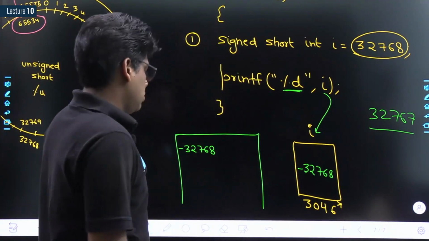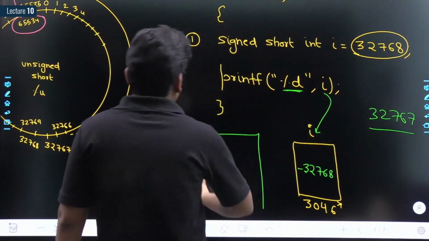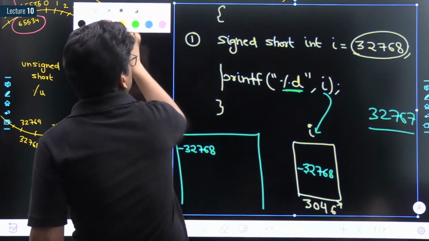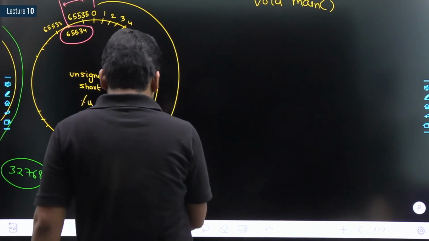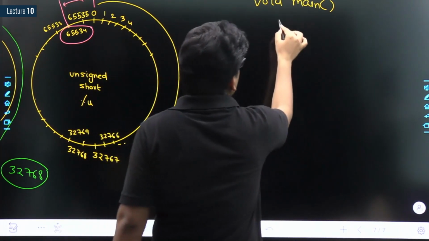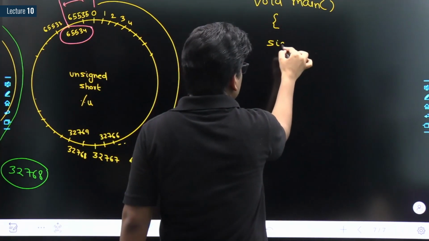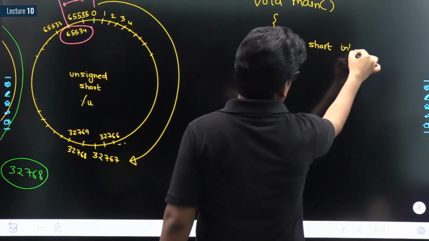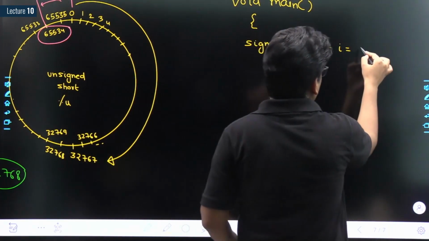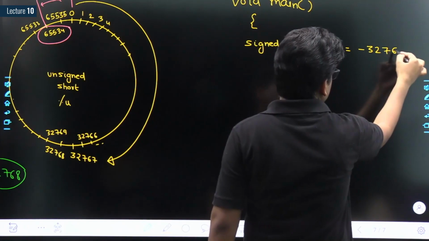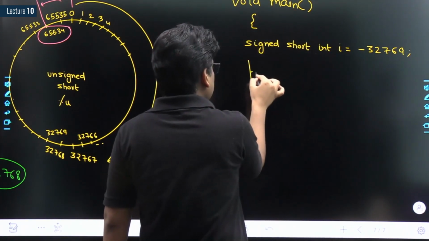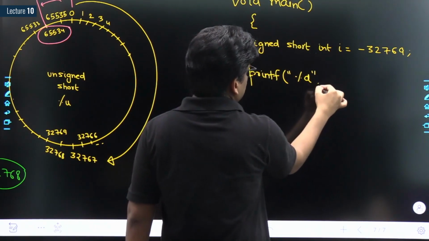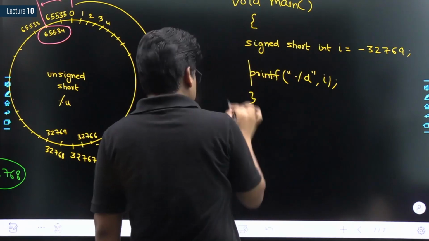Sir, one more question. Let's work upon one more question. Void main, signed short int I is equal to minus 32769. And let me printf %d comma I. Okay, sir, from the first line, what will happen?